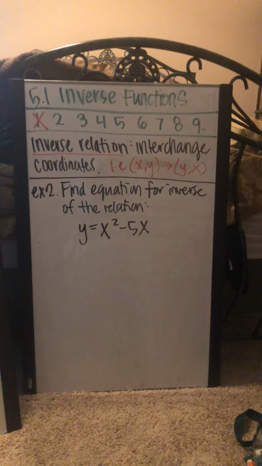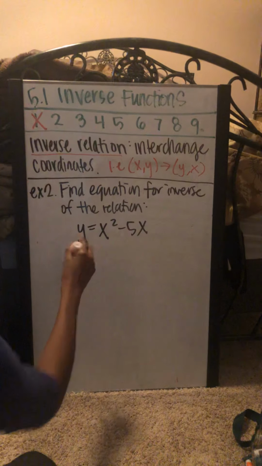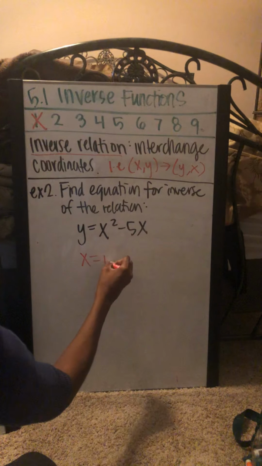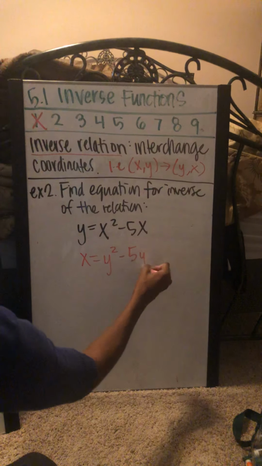Okay, so for example 2, we're asked to find the equation for the inverse of this given relation. Again, for these inverses, all you have to do is interchange your x and your y. So instead of y, we're going to have x. Instead of x, we'll have y. And again, instead of that x, we'll have a y.